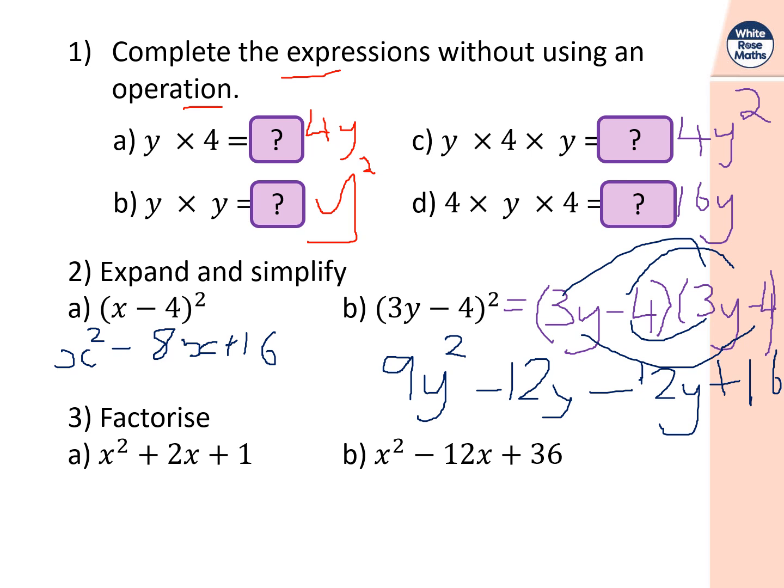Simplifying it by collecting like terms, I'm going to get 9y squared, minus 12y minus 12y goes to minus 24y. So I can just delete this here. So it's 9y squared minus 24y, and then it's going to be plus 16. And that'll be your final answer for part B.